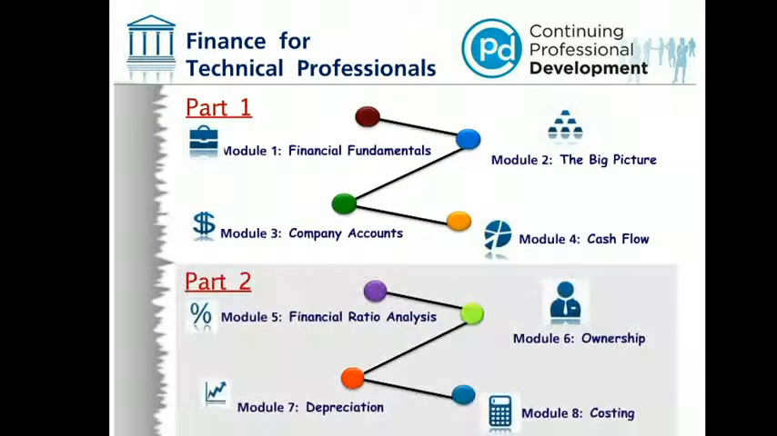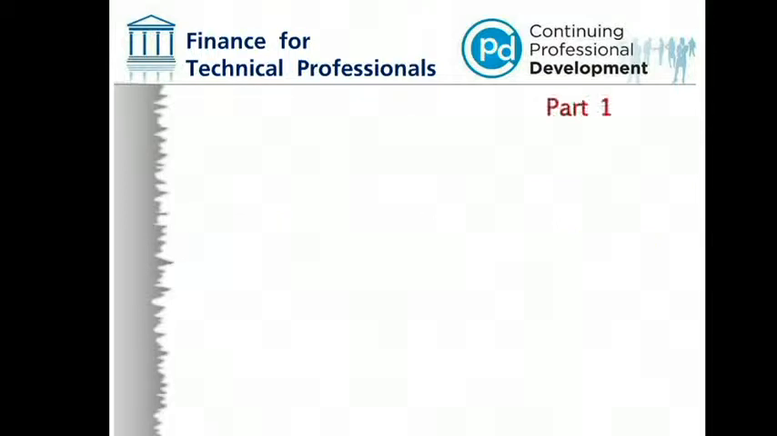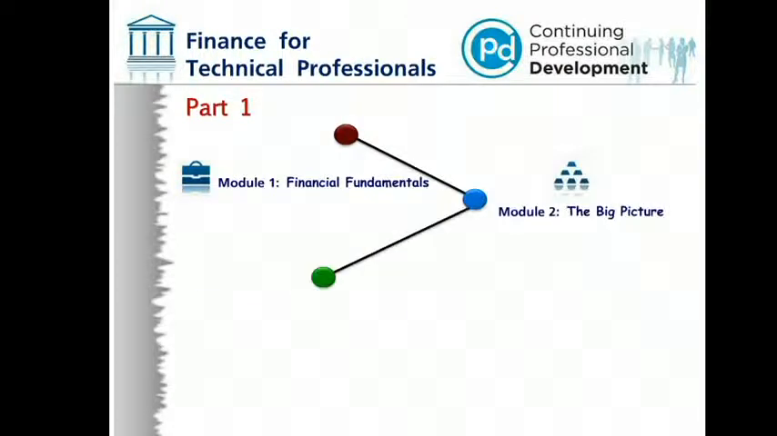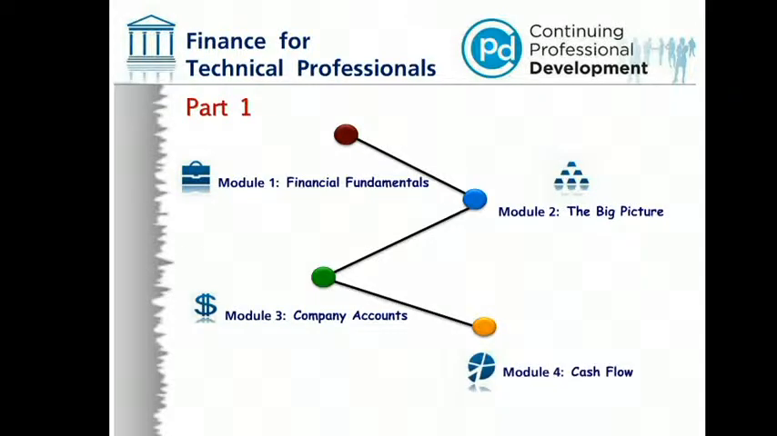The course is divided into two parts, each made up of 4 modules. Part 1 concerns itself with the basics of information gathering and presentation. Module 1 covers financial fundamentals. Module 2 addresses the big picture. Module 3 deals with company accounts, and Module 4 covers cash flow.